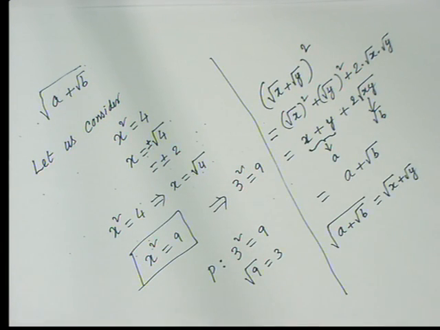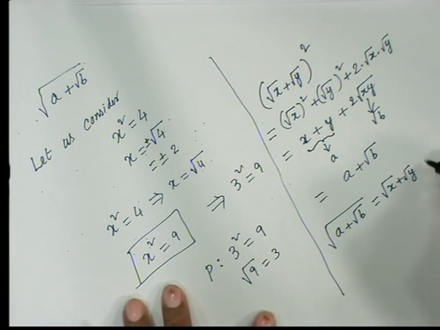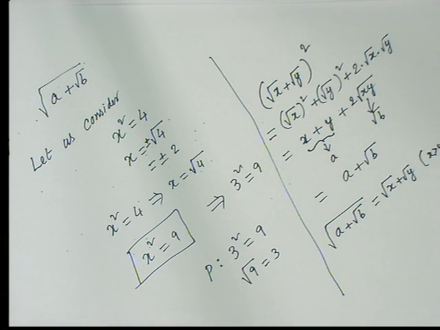But one condition we must remember here, x must be greater than y. x must be greater than y. Understood now? So, now hereafter the square root of a plus root b will be in the form of root x plus root y, where x is greater than y. In the similar manner, if you want to find out the square root of a minus root b, let us do it.